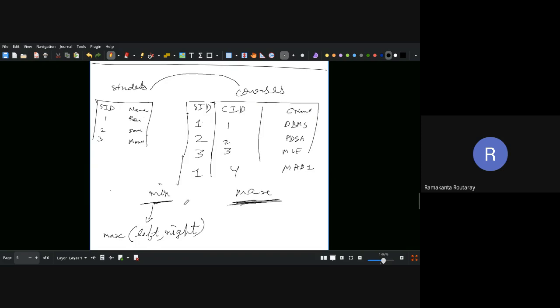If I'm going for, let us say, matching one DBMS and one for MAD1, that will be the maximum number of rows, right? If I do either left or right, the maximum number of rows will include all the possibilities. Forget the maximum for now. Let's focus on the minimum.